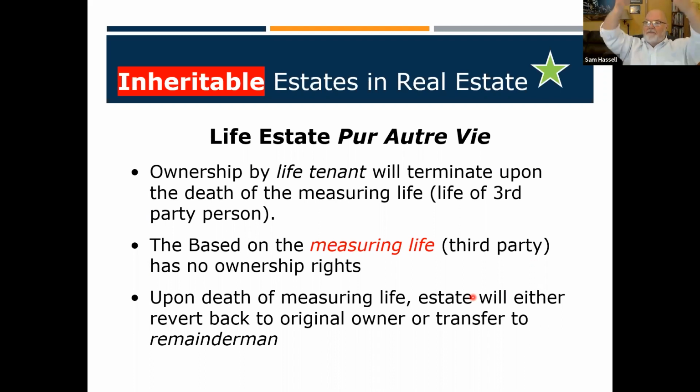So grandma is the life tenant. Mom, in this particular case, is per autre vie, the life estate per autre vie. She is for the life of the other. She's the measuring life. She is the remainder man. I am the reversioner. If it reverts back to me, I own it. That's the reversioner. If I give it to somebody else, they are a remainder man. Okay. So mom would move in for that.